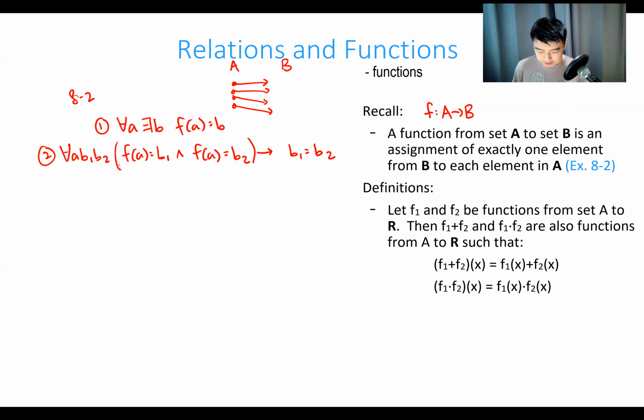So moving on from that, we have to understand that there are some definitions that go along with our definition of function. Whenever you see something like f1 plus f2 of x, we're really just adding the functions together. When we do f1 dot f2, we're multiplying the functions together. So this is just notation that we're going to use for this course. So just keep that in mind.